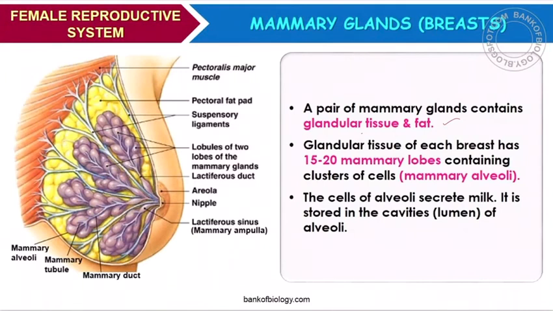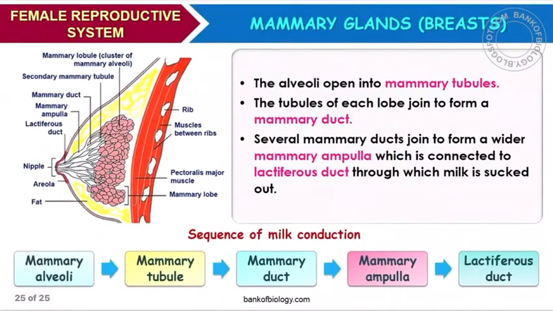A pair of mammary glands contain glandular tissue and fat. A lot of fat will be present in this. The glandular tissue of each breast has 15 to 20 mammary lobes. These are all the mammary lobes, 15 to 20. And they contain clusters of cells called mammary alveoli. The cells of the alveoli secrete milk, which is stored in the cavities, that is, the lumen of the alveoli. The purpose of this is to feed the baby.